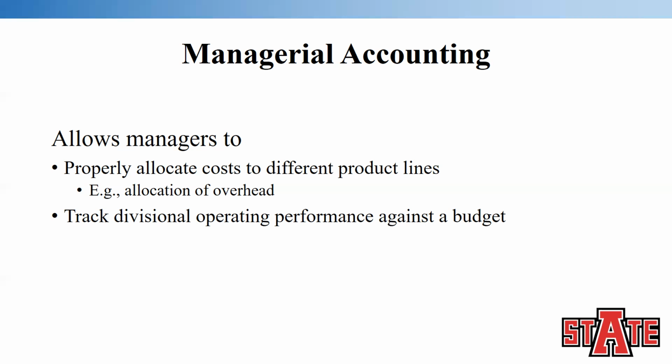Number one, properly allocate costs to different product lines. And a fundamental example of allocating costs is the allocation of overhead. When you think overhead, think of things like broad expenses that the company incurs that aren't directly tied to a certain line of business activity.